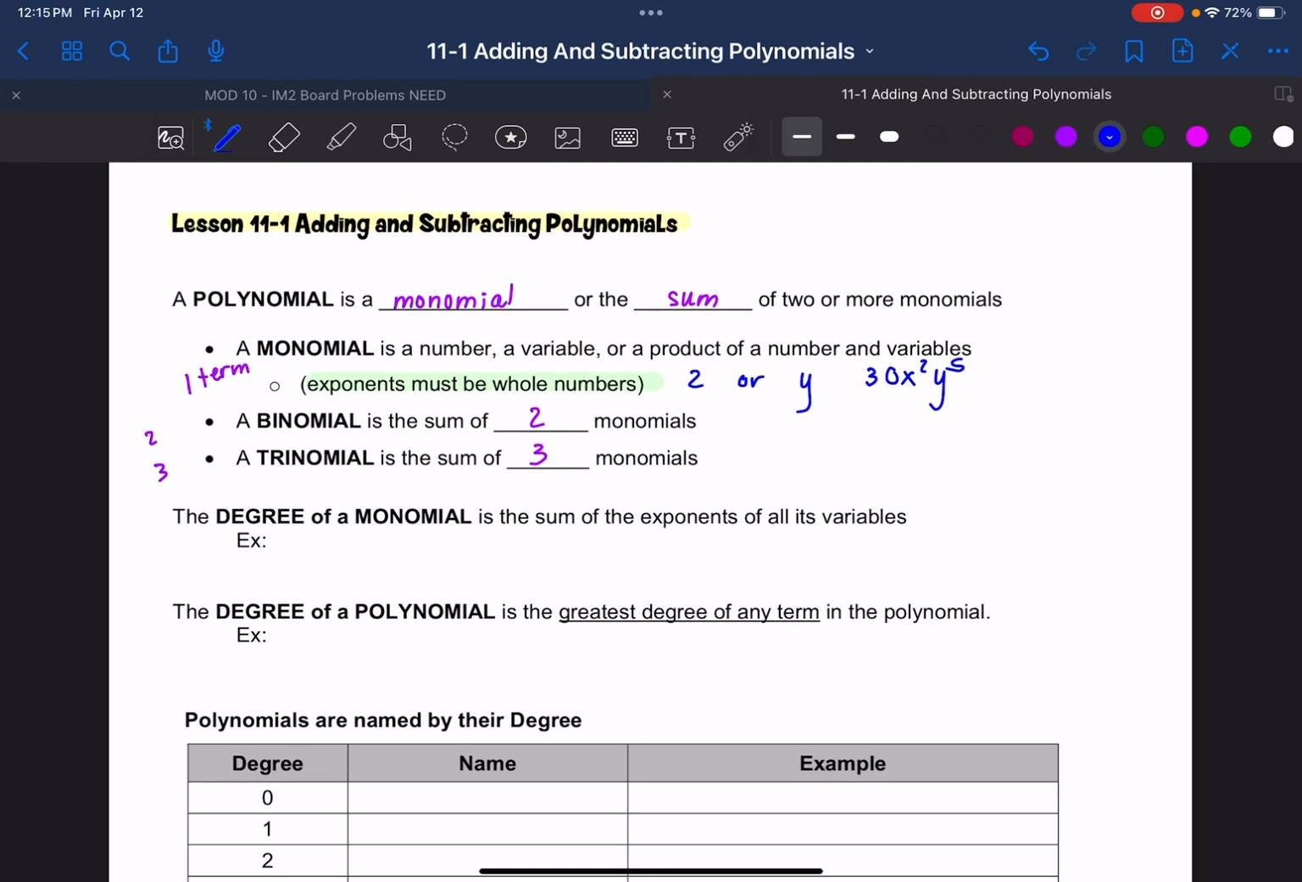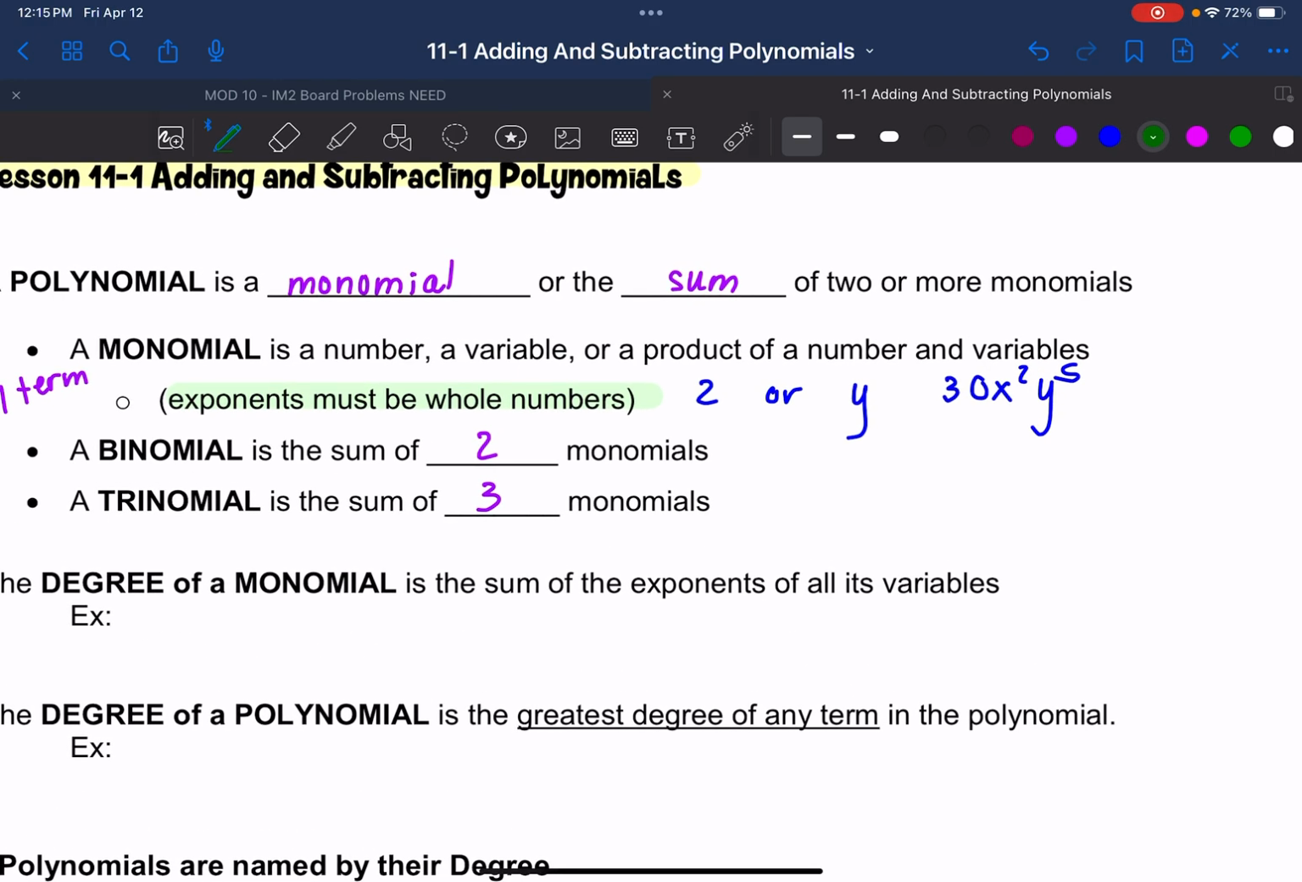Okay, example of a binomial. Again, you're going to be just having the sum or difference of two monomials. So anything like 2x plus 3y, that's an example of two terms. A trinomial would be three terms, so something like x squared plus 3x minus 4.